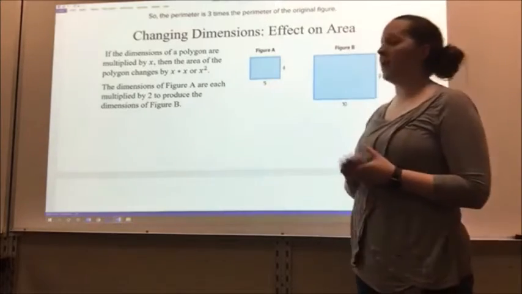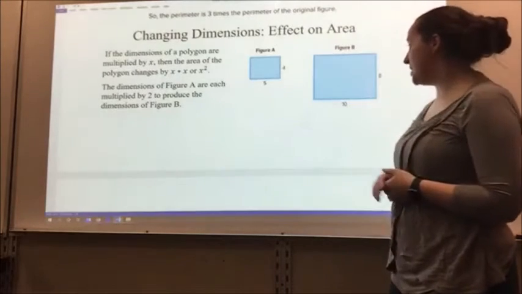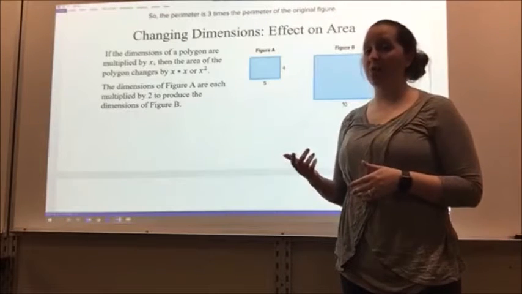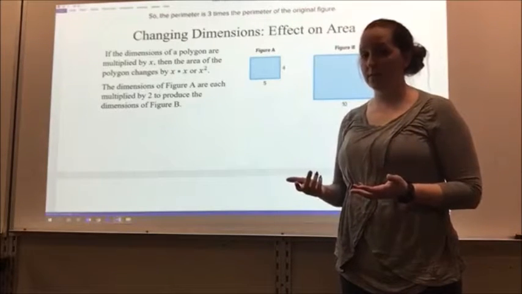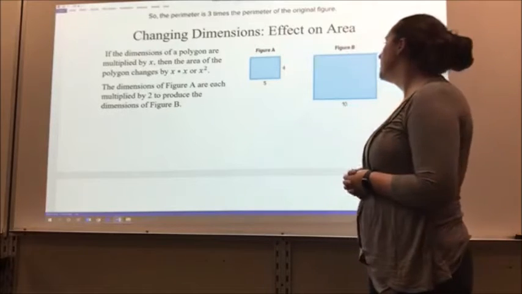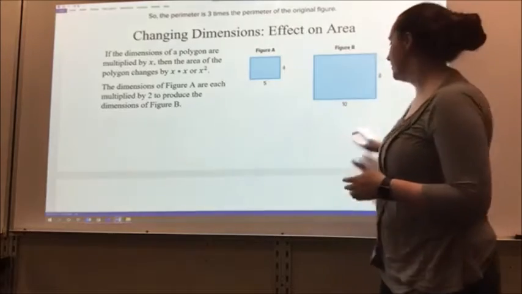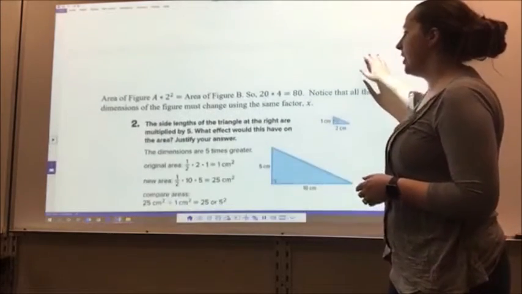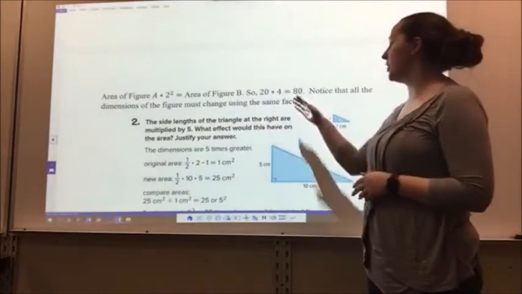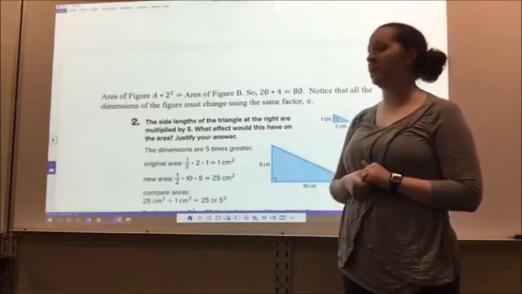Now if I were to find the area of figure A, I would get 20, and the area of figure B, I would get 80. So it would be 2 squared, or 2 times 2, which is 4. So I'm multiplying my area, 20 times 4, to give me the 80. Okay? So area of figure A times 2 squared equals the area of figure B, so 20 times 4 equals 80. Notice that all the dimensions of the figure must change using the same factor.